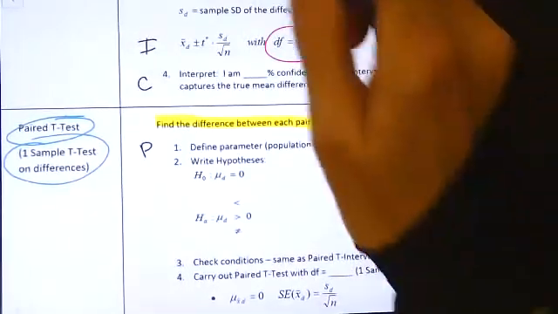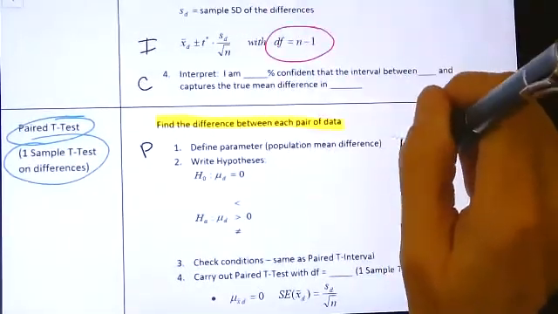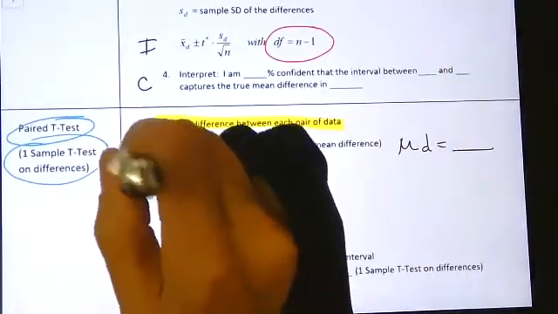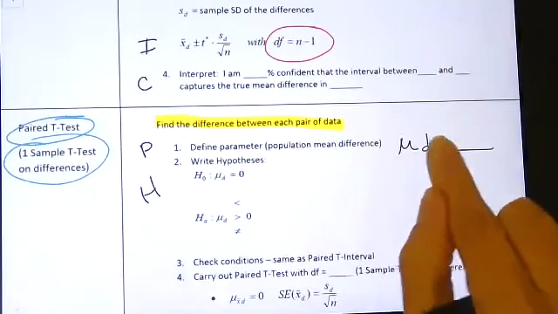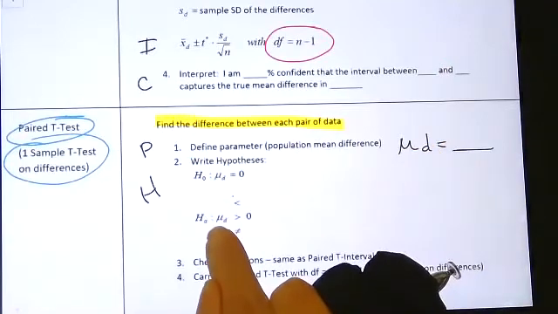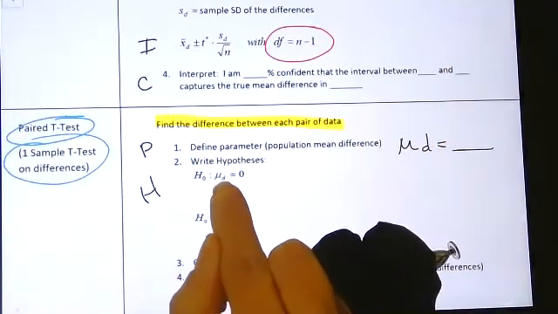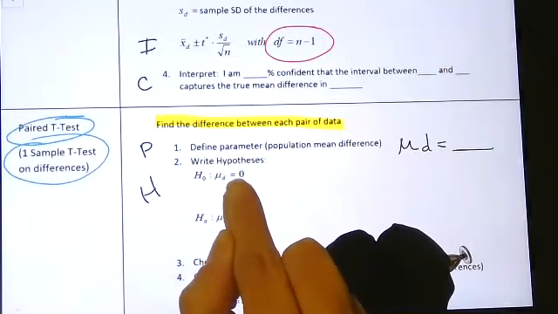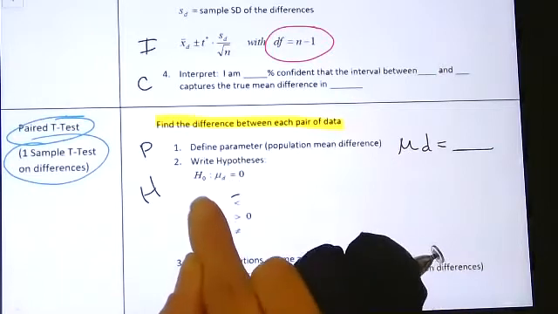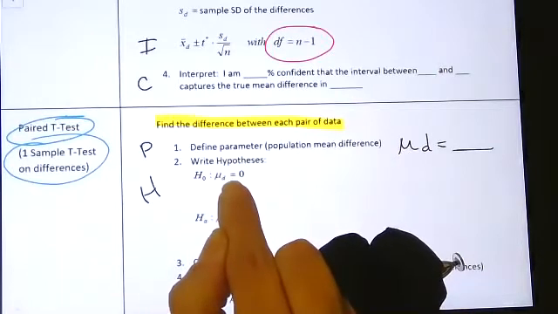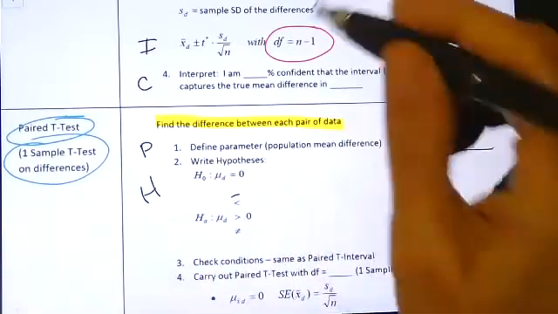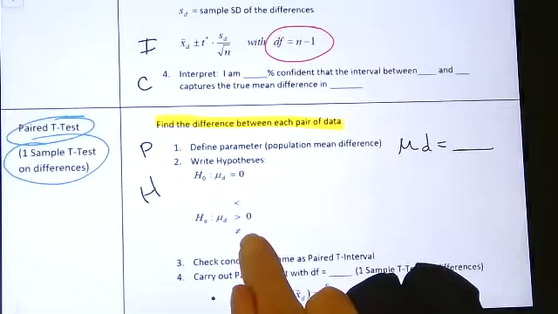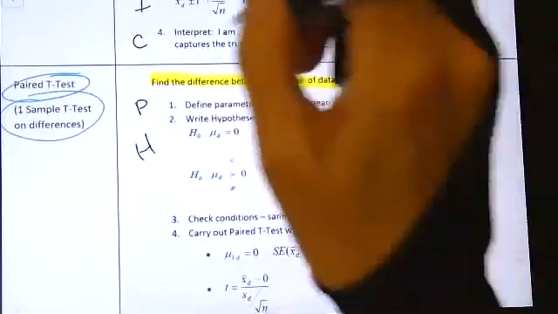Define your parameter. You can call it mu sub d. You write hypotheses using whatever you decided to call it. The null will always be that the mean of the differences is 0, because that's saying that there's no difference. So the mean of the differences is 0 versus the alternative that there's a positive difference, negative difference, or just a difference.